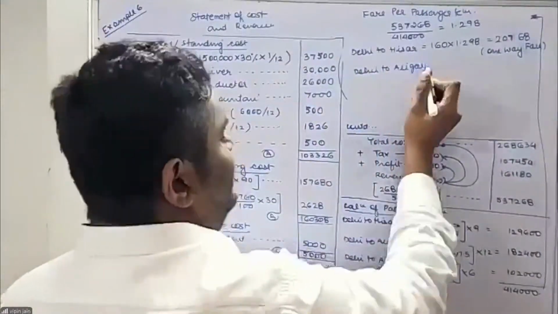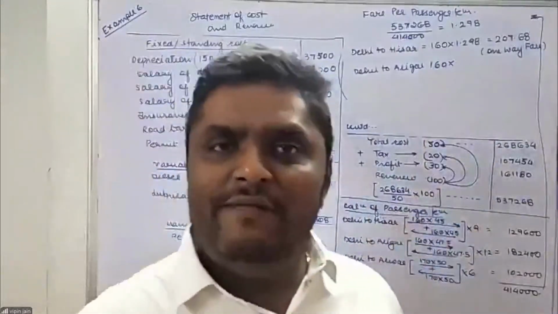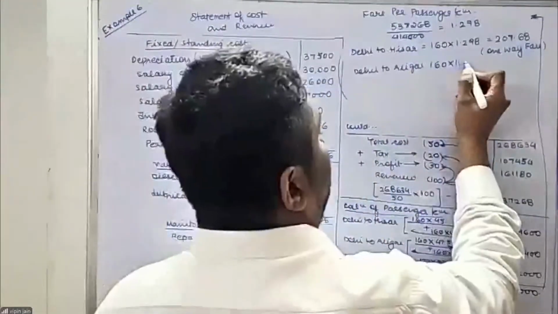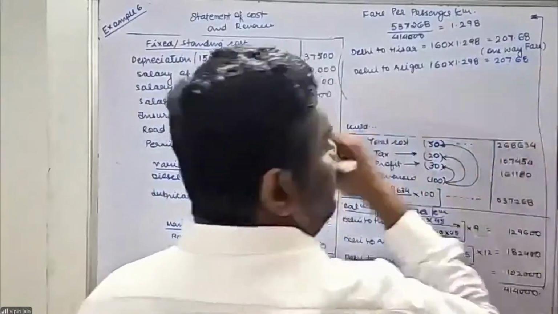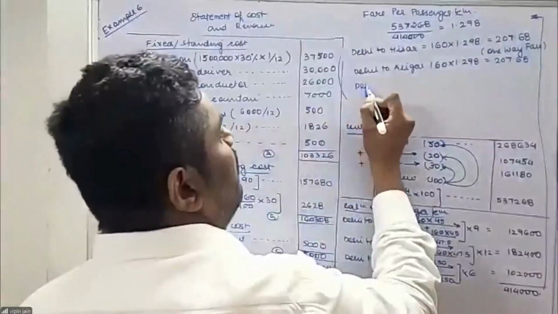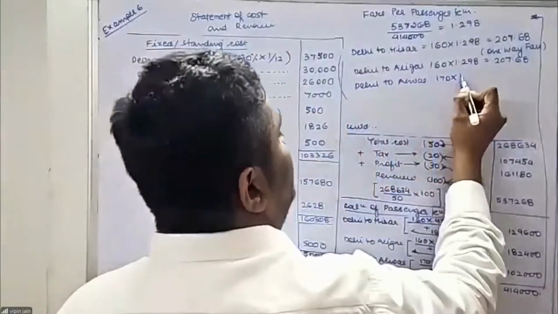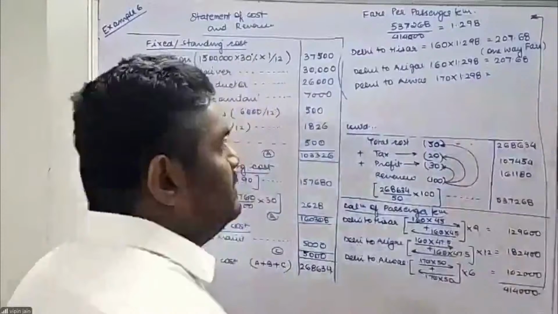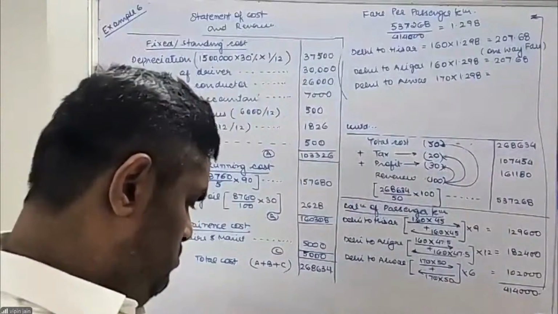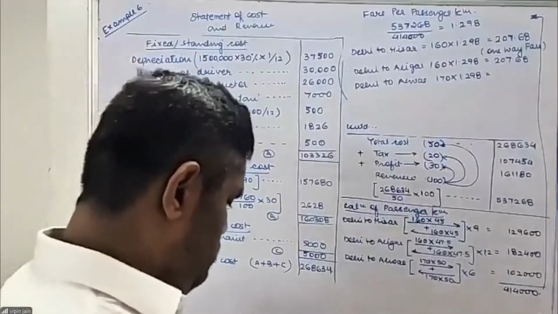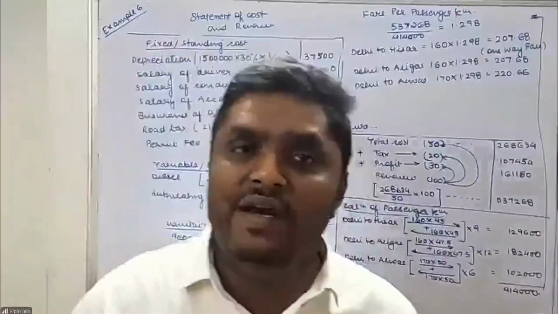From Delhi to Aligarh also, the distance traveled is 160 kilometers. And from every passenger for every kilometer, how much are we charging? 1.298. So for 160 kilometers, again the same 207.68. And from Delhi to Alwar, the distance traveled is 1670 into 1.298. So all these are one-way fares.